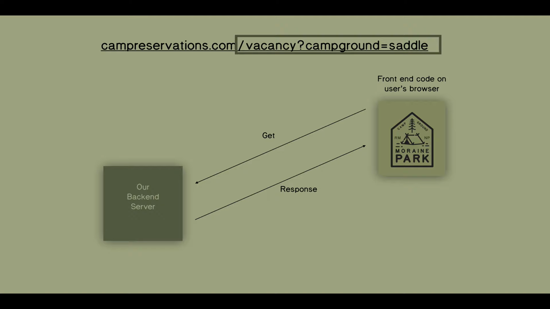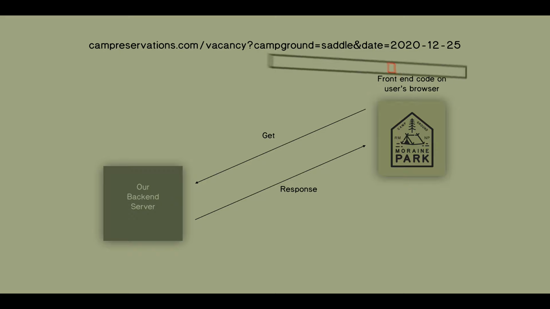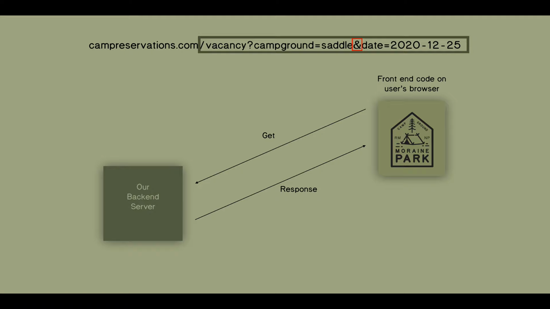So this would be, say, is there a vacancy at the campground Saddle? We can add more parameters or more arguments with this ampersand. So we can say the campground is Saddle and the date is 2020-12-25, or the start date and end date, or whatever information you need. So that's sending information to the backend server, and we're using a GET request.